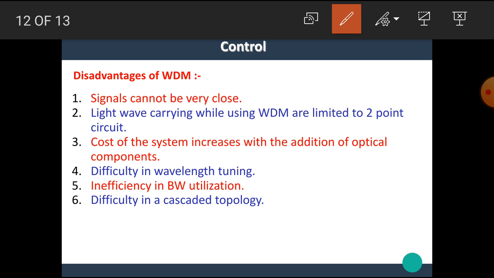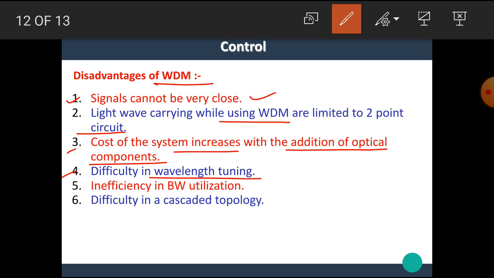There are some disadvantages of WDM. The first is that signals cannot be very close. Second, light waves carried using WDM are limited to a 2-point circuit. Third, the cost of the system increases with the addition of optical components. Fourth is difficulty in wavelength tuning. The fifth disadvantage is insufficiency in bandwidth utilization. And the sixth disadvantage is difficulty in a cascaded topology.